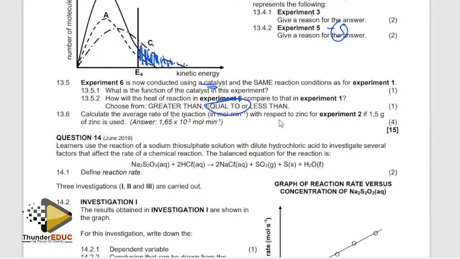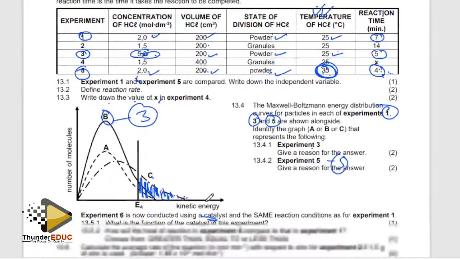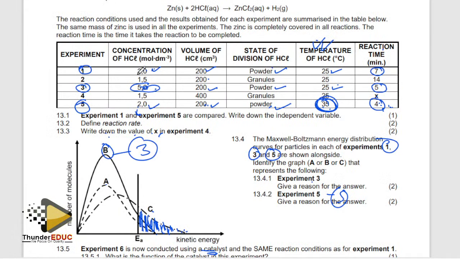Calculate the average rate of reaction with respect to zinc in experiment 2, if 1.5 grams of zinc is used. So in this case, what are you going to do? The rate of reaction, you can talk about mass. Yes, and then find out the number of moles, and then after that you can change those moles. So in this case, do we know the mass? Yes. What did they say here? They said in experiment 2 it is 1.5.